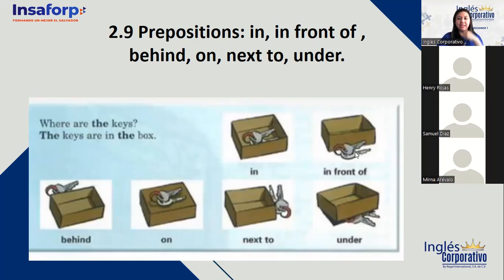Then we have the keys are in front of the box. In this picture, the keys are behind the box, atrás, behind. In this picture, the keys are on the box. In this picture, the keys are next to the box, a la par. And in the last picture, we can see that the keys are under the box. They are debajo, under the box. So we have in the box, in front of the box, behind the box, on the box, next to the box, and under the box. Okay, so these are the prepositions of place.